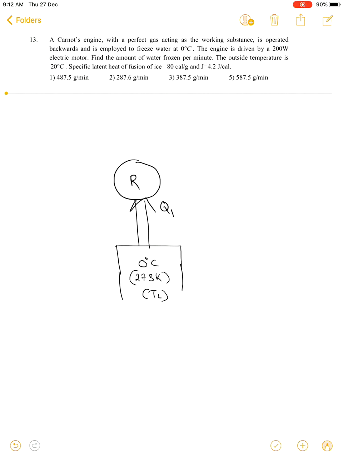So let's say it is taking Q1 amount of heat energy from here and we are doing a work that is equal to W on the engine, and it is applying some amount of heat energy to the surrounding, to a high temperature region. So engine driven by a 200 watt electric motor. That means this work done will be equal to 200 joules per second. Find the amount of water frozen per minute. Outside temperature is given as 20 degrees Celsius, or you can take it as temperature as 293 Kelvin.